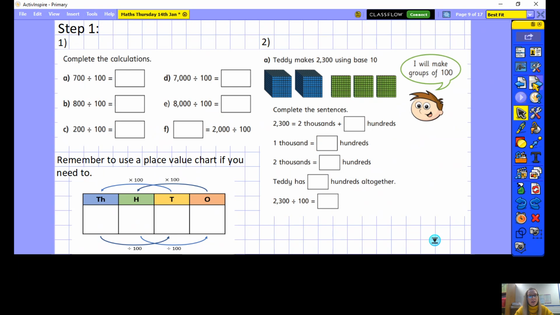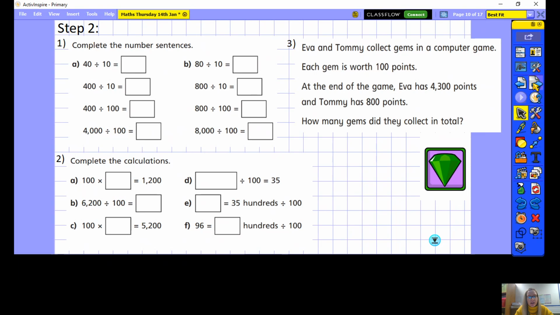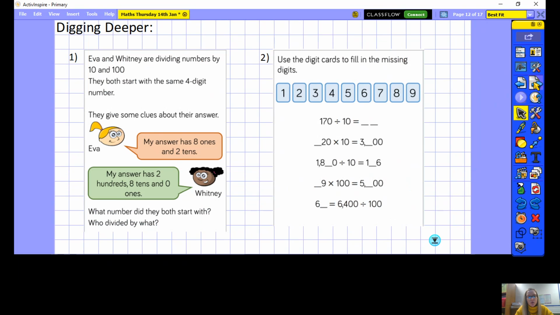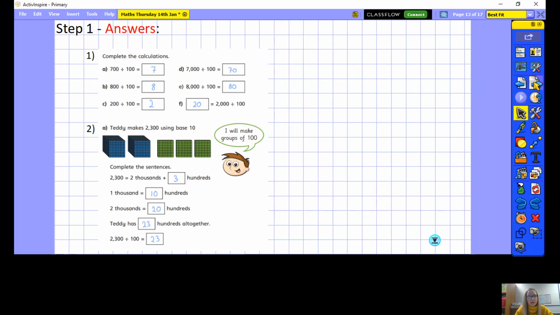So here today is step 1. If you want to pause the video and have a go at step 1. Here is step 2 for you to have a go at. Here is step 3 for you to have a go at today. And here, if you're looking to challenge yourself, are the problem solving questions on digging deeper. And then turn the page now to find the answers.